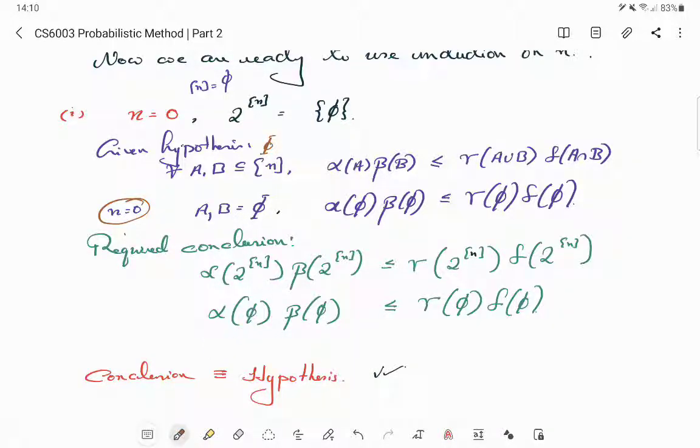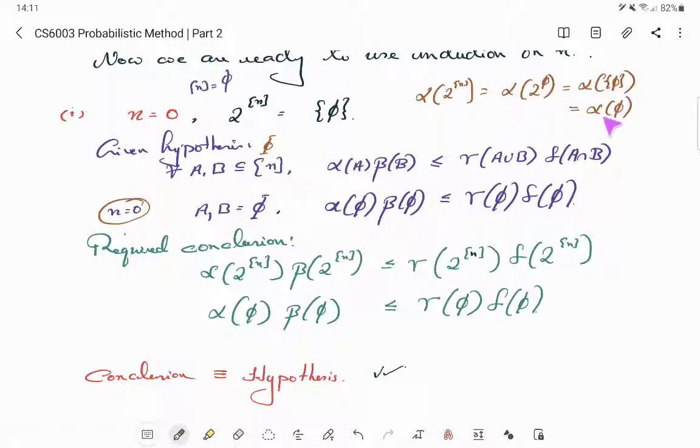The required conclusion, remember, is on the entire power set. Okay, alpha of the entire power set times beta of the entire power set, etc. But the entire power set here, 2 to the power n, is just the set containing phi. So for alpha, or for that matter alpha, beta, gamma, or delta, but I'll just write it for alpha, alpha of 2 to the power n in this case is nothing but alpha of 2 to the power phi, which is alpha of this singleton family, which by definition of the overloading of alpha is just the sum over every set in the family of alpha evaluated at that set.